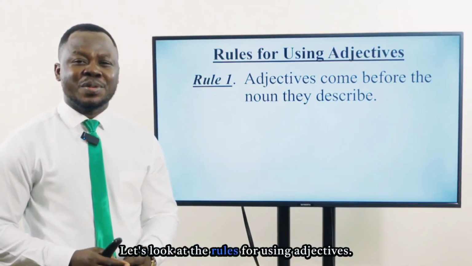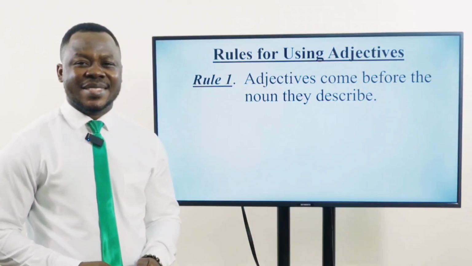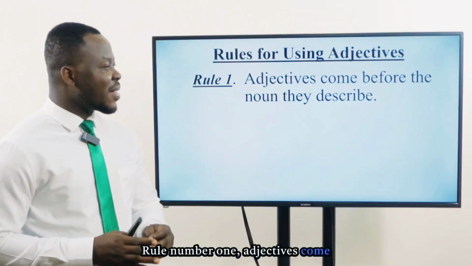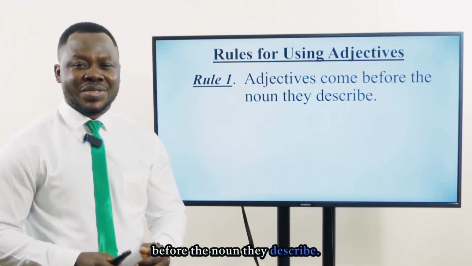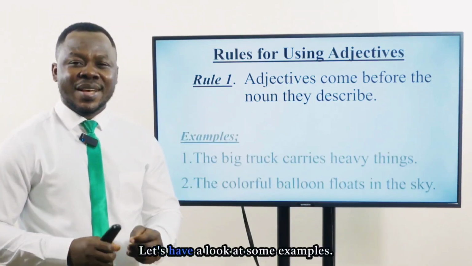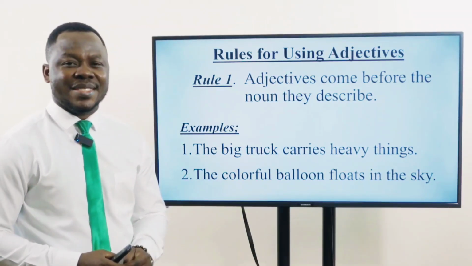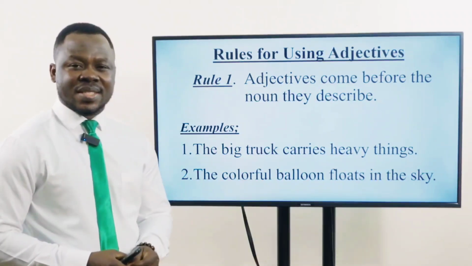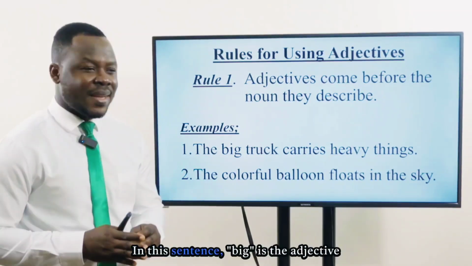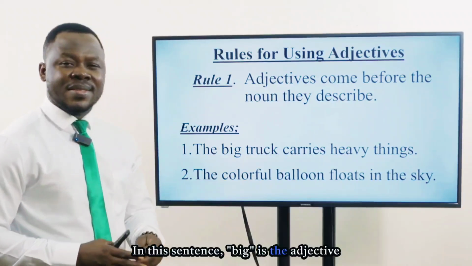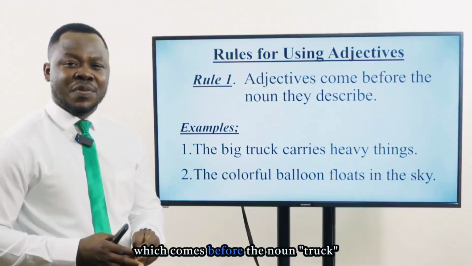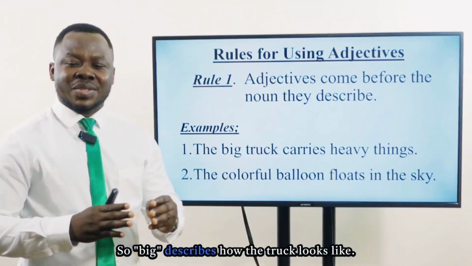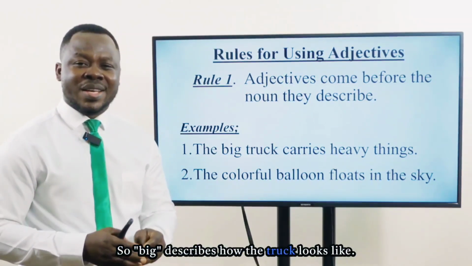Let's look at the rules for using adjectives. Rule number 1. Adjectives come before the noun they describe. Let's have a look at some examples. 1. The big truck carries heavy things. In this sentence, big is the adjective which comes before the noun truck. So big describes how the truck looks like.